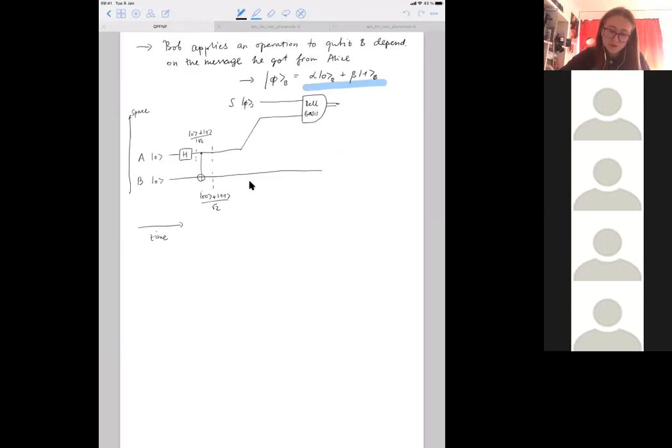This turned out to be quite wavy. Let's make it a bit more straight. Yeah, and based on this classical outcome, Bob applies some operation U, unitary, on his side, and gets phi B. Perfect.